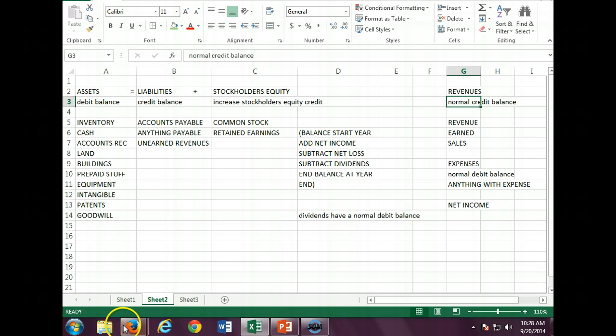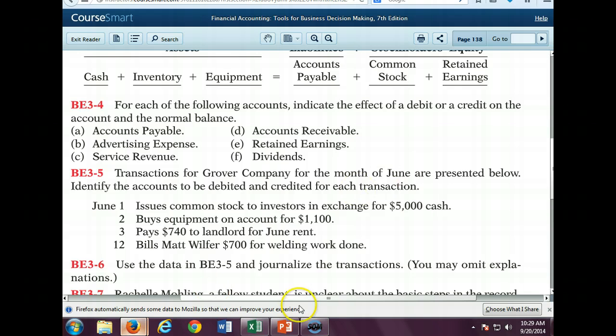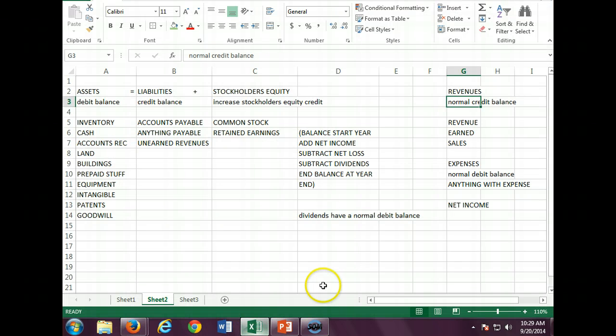Next, retained earnings. When we look at our retained earnings, what's the normal balance of retained earnings? Credit. So if we want to increase retained earnings, we're going to credit it. If we decrease retained earnings, what are we going to do? Debit it. Do you see why expenses have a normal debit balance? Because they're decreasing retained earnings. See what I'm saying?